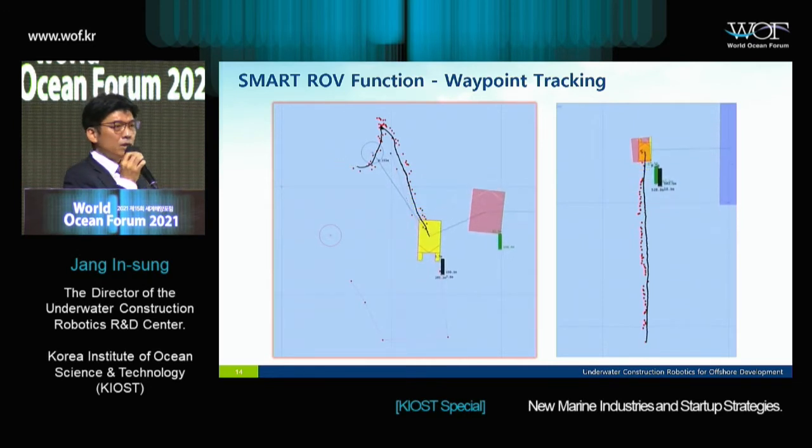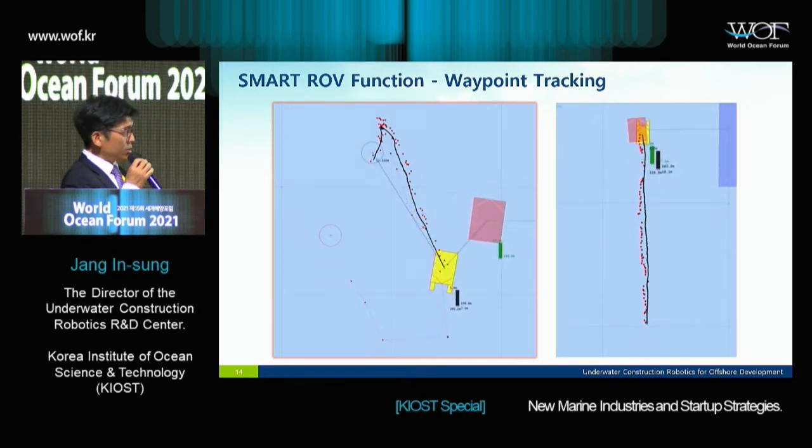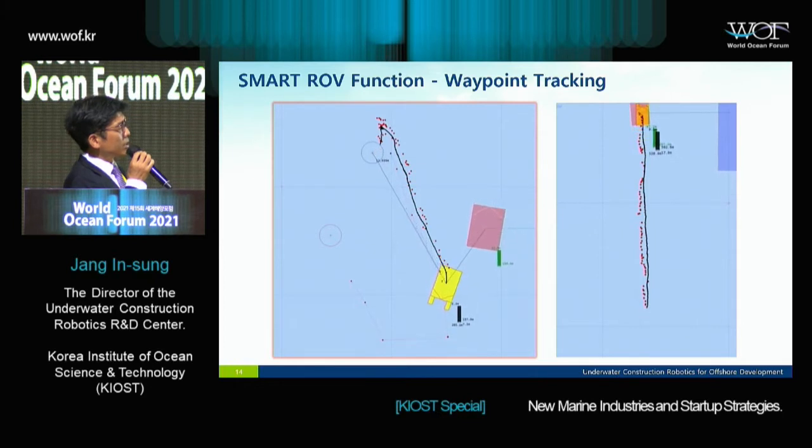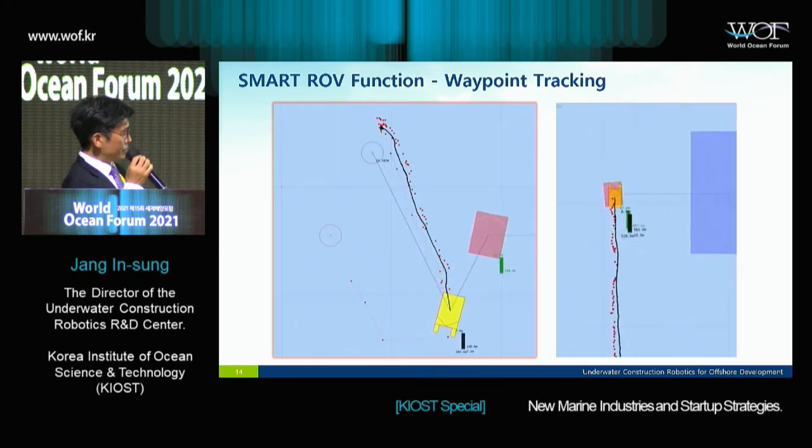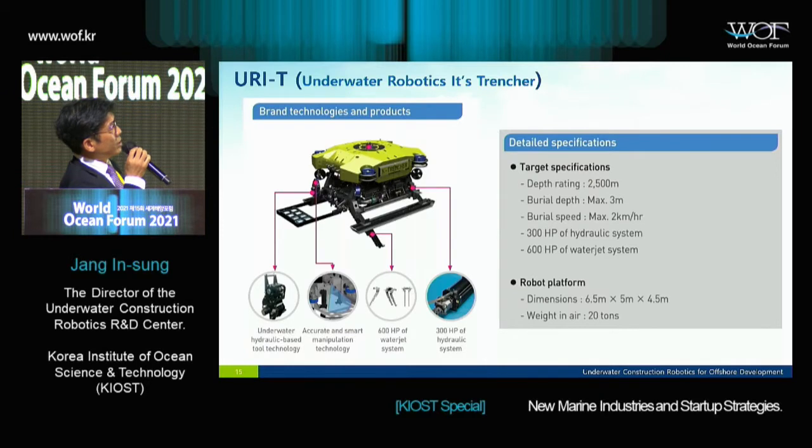And as you can see, we developed a waypoint tracking technology, which is one of the smart ROV functions that we have for URIL. So these smart ROV functions are embedded in this robotics technology.